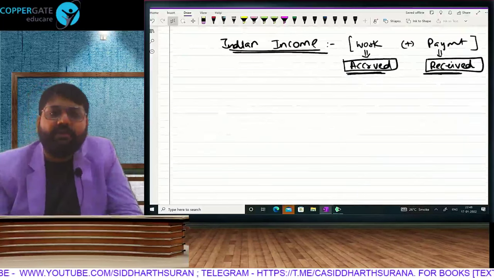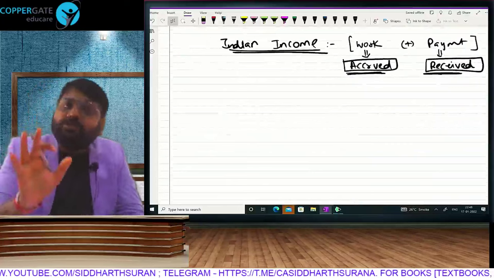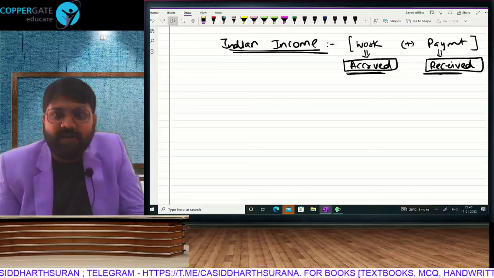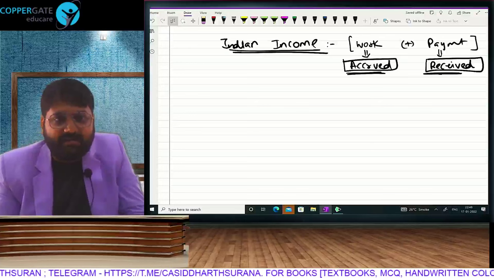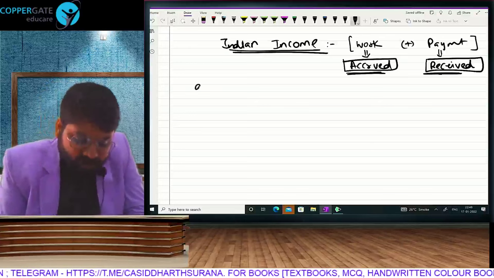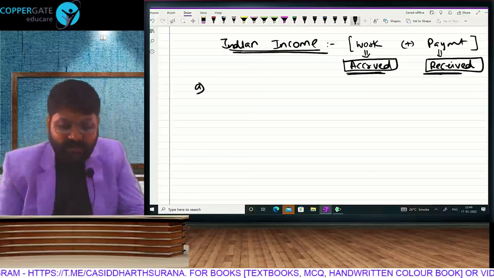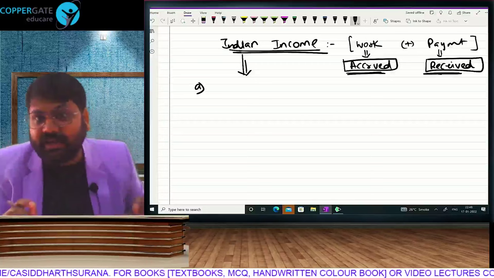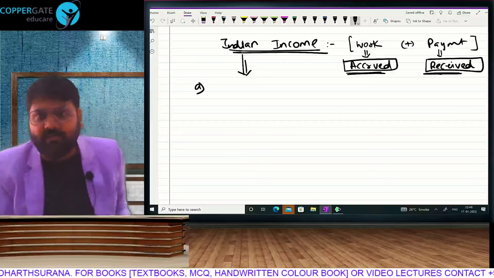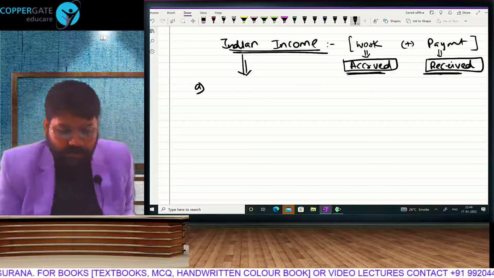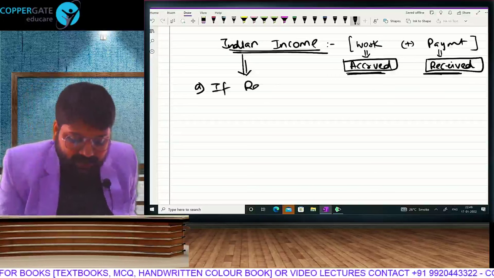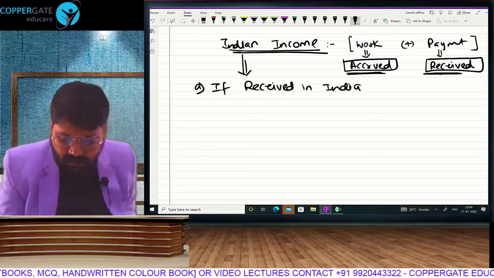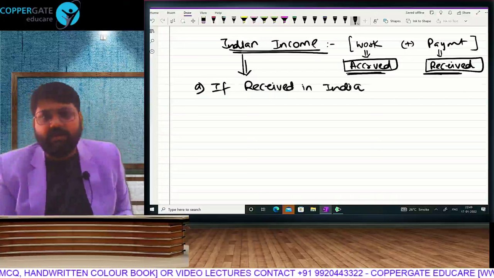How will we decide? Look at how smart, how clever, how buddhiman our government is. Look at this. What is our government saying? Please pay attention. Any income will be considered as Indian income. Once we consider Indian income, that means can I say we will take tax from everyone? If the income is received in India, then it will be treated as Indian income.